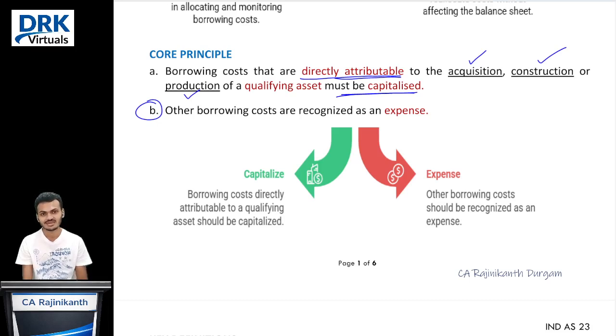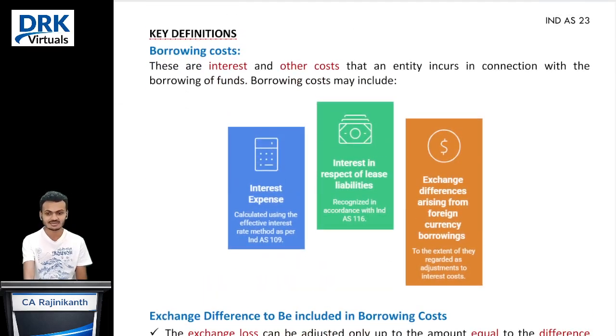That's it. In order to conclude whether the borrowing cost can be capitalized or not, firstly we need to know what is borrowing cost, and what is a qualifying asset, correct? So let's discuss one by one. Firstly, borrowing cost. These are interest cost, normal interest, coupon interest, and other costs like transaction charges and processing fees that are incurred in direct connection with borrowing of funds.